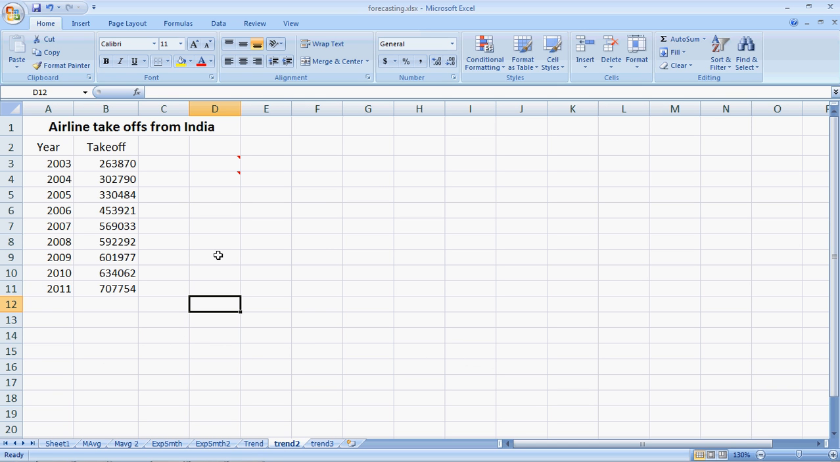Data here is about takeoffs from India by scheduled airlines from 2003 to 2011. So in 2003, we had 263,870 takeoffs. In say 2006, we had 453,921 takeoffs. We will first try to create a linear trend line.